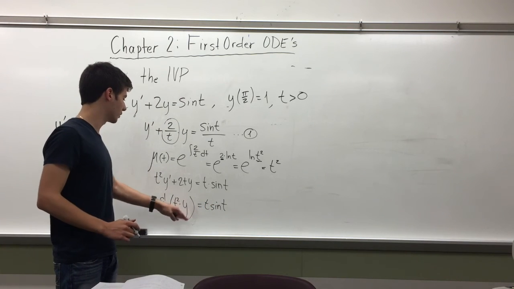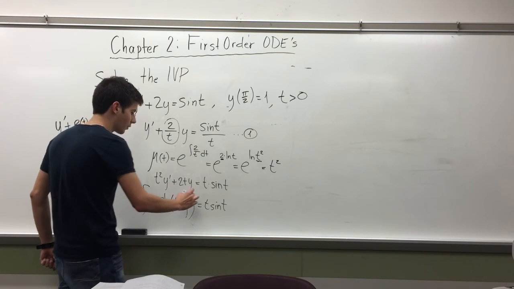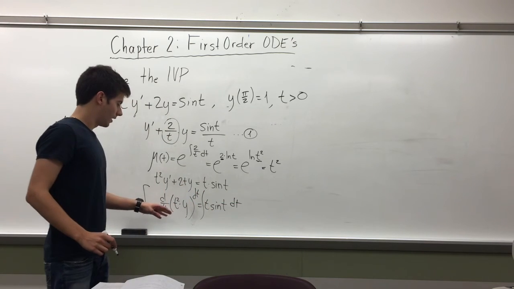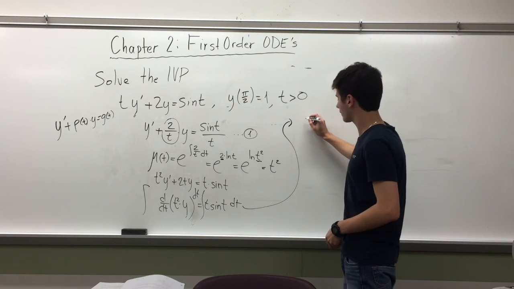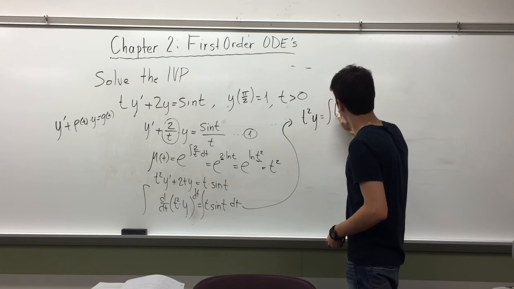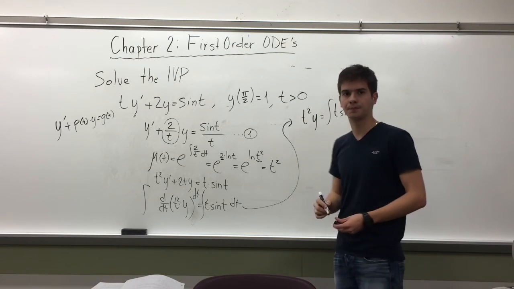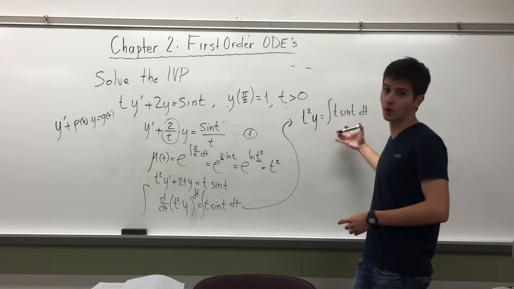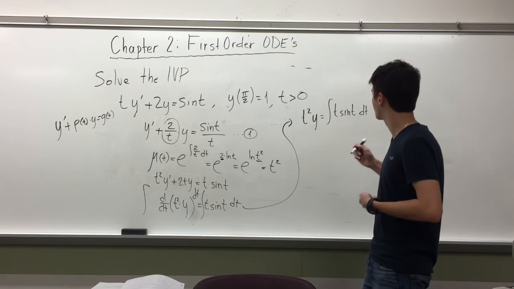Now, we're looking for the solution of the ODE, so what we need to do right now is integrate both sides with respect to t. By doing that, we're going to have t squared y equals the integral of t sine of t dt. And how do we do this integral right here? Well, we do it by integrating by parts.